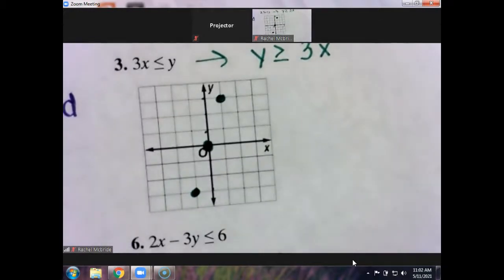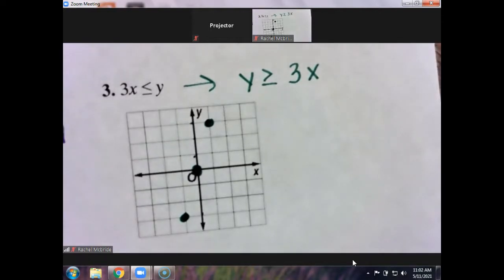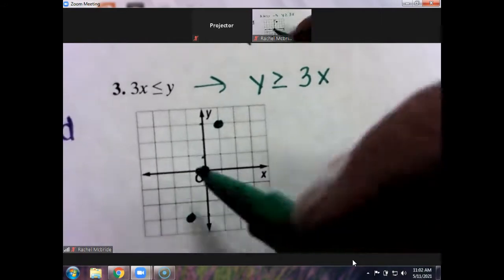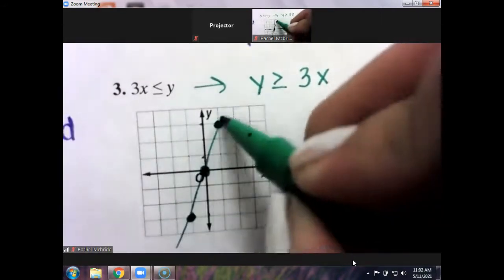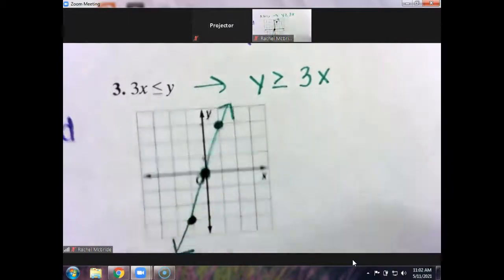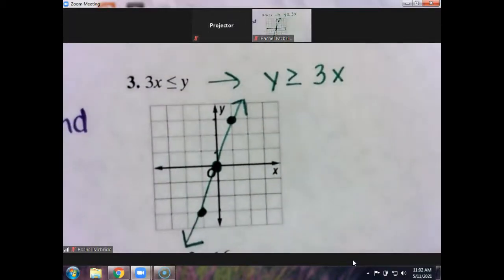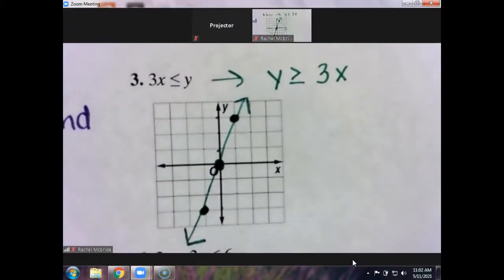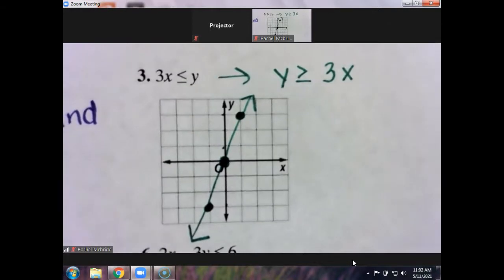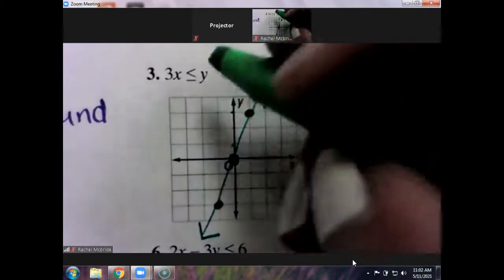Okay. Who haven't I picked on yet today? Colton, solid or dashed? Solid. Very good. Last thing, above or below? Okay, so someone said it. Maybe Sierra, was that you? What is it? Above.